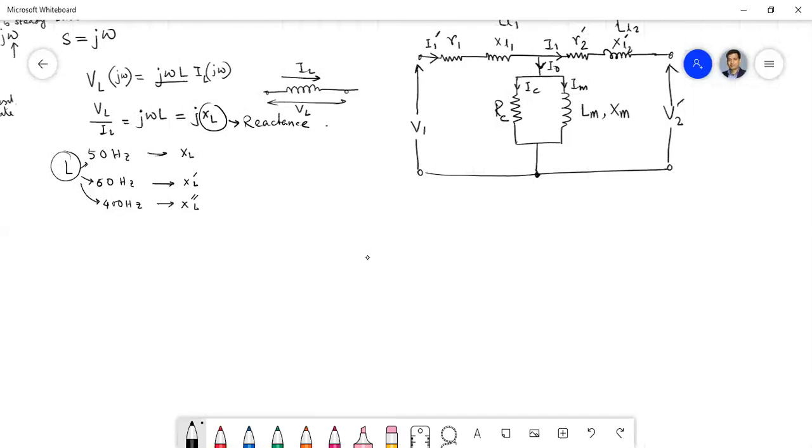Okay. Now, what we'll do? We'll discuss the phasor diagram. Have you studied phasor? Yes, sir. Okay.